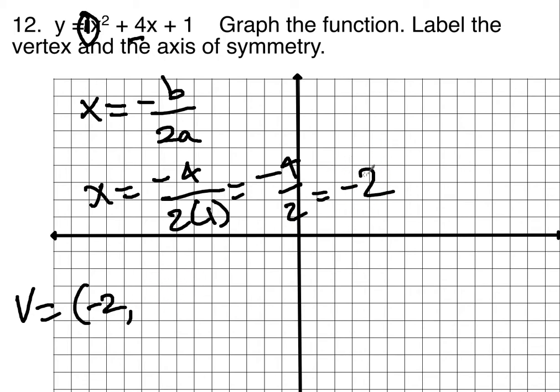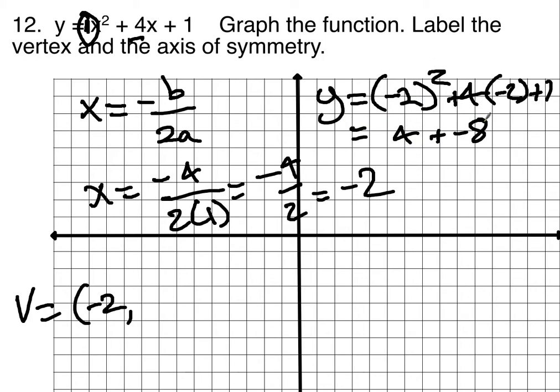To figure out the y value, I got to plug this back in. So y is equal to x squared. In this case, x is negative 2, because we're plugging this back in, plus 4 times x plus 1. That's equal to 4 plus negative 8 plus 1, which is equal to 4 plus negative 8 is negative 4 plus 1, which is equal to negative 3. So the vertex is at the point negative 2, negative 3.